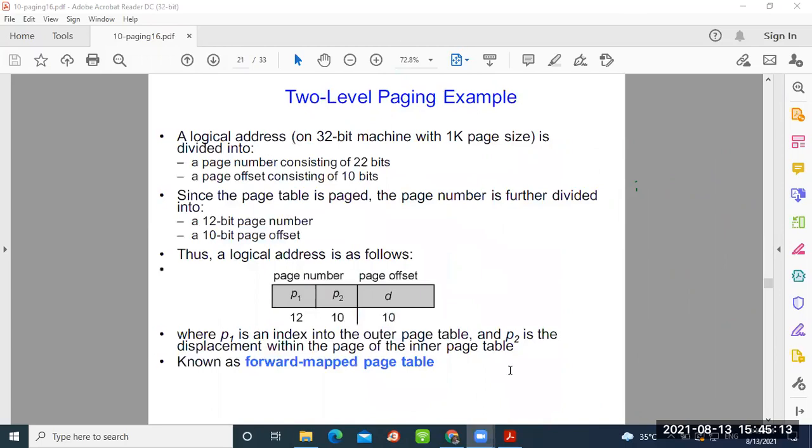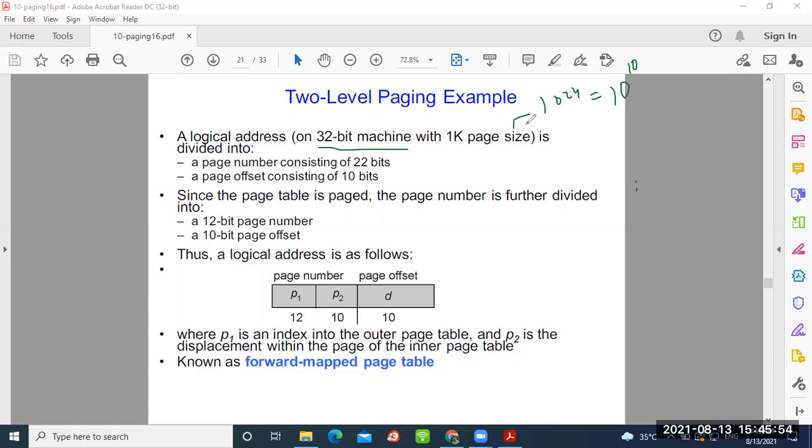Okay, so let us take an example for two-level paging. Assume there is a logical address of 32 bits. We are using 32 bits for the logical address representation, and the size of the page is 1K. That means it will be 1024, which is 2 to the power of 10. The page size is 2^10.